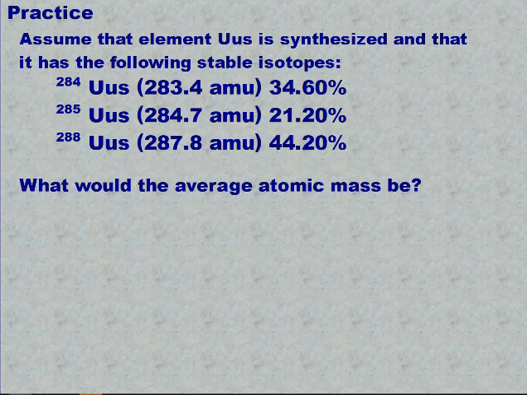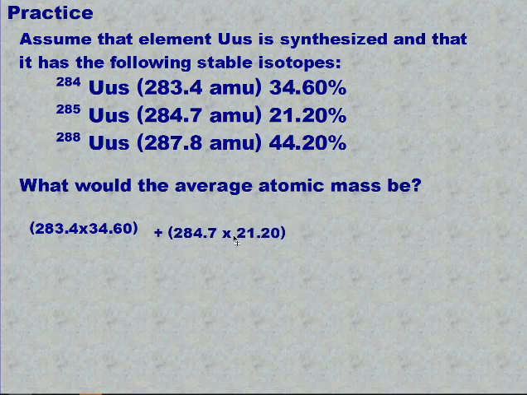So our practice problem, we have 3 isotopes of UUS. We have 3 masses, and they give us a rounded mass. When they give you a rounded mass and a more specific mass, always use the more specific mass. So the first mass is 283.4 times its percent, which was 34.6. We're going to add that to the next isotope, which is 284.7 times its percent of 21.2, plus the product of the next isotope's mass times its percent.